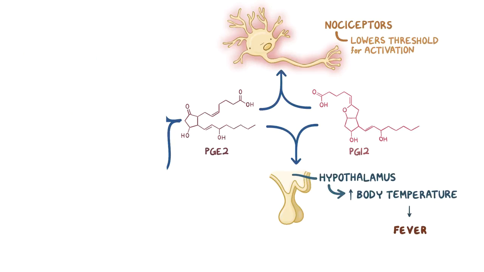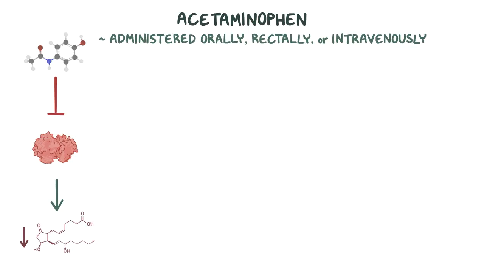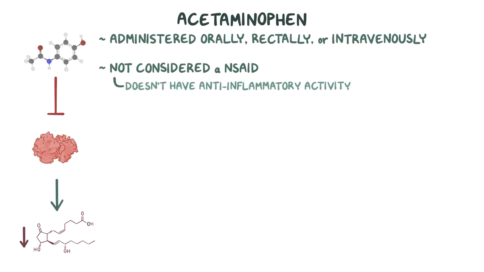Alright, now let's focus on acetaminophen. Acetaminophen is administered orally, rectally, or intravenously, and it works by reversibly inhibiting COX in the central nervous system, thereby decreasing production of the prostaglandins that cause fever and pain. It's important to note that acetaminophen is not considered a non-steroidal anti-inflammatory drug, or NSAID, because it doesn't inhibit COX peripherally. So unlike NSAIDs, it doesn't have anti-inflammatory activity.